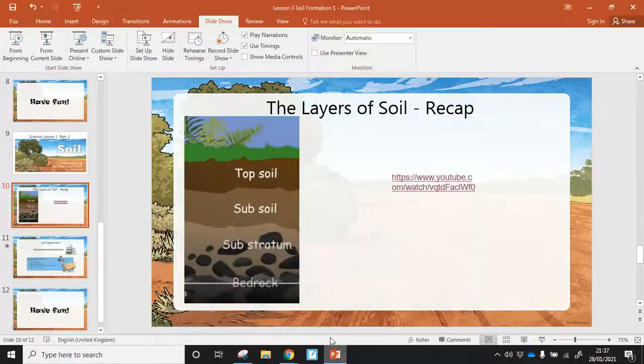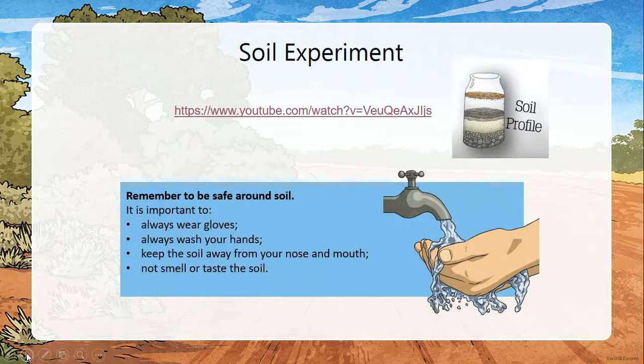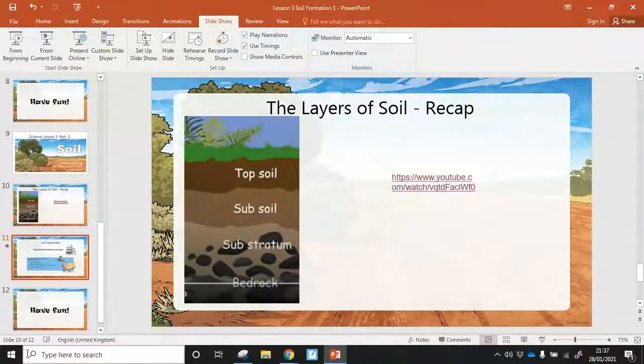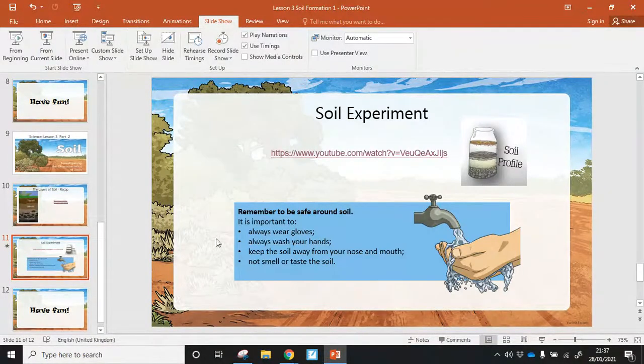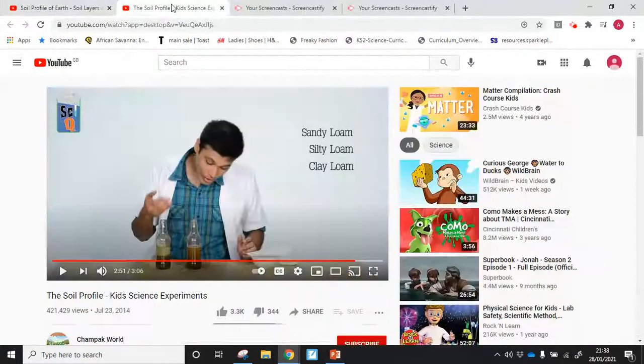Okay, let's have a look. Go back to our slide and let's have a look at this experiment. This is one experiment that you can do at home, but please read the instructions. Wear gloves, wash your hands, keep the soil away from your nose and mouth, and do not smell or taste the soil. So let's have a quick look at this experiment.